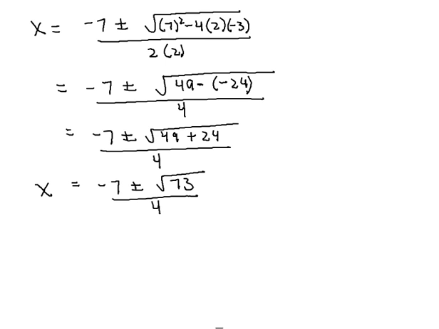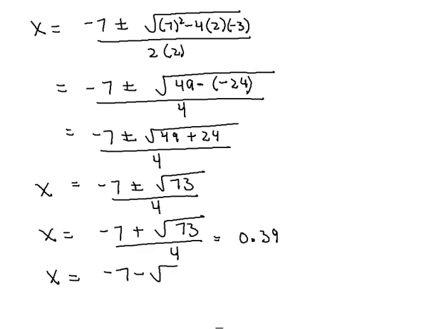Now if we would like to get a decimal approximation to the solutions, what we'll need to do is write the expressions for x separately. So we'll have x being equal to negative 7 plus the square root of 73 all over 4. The decimal approximation to that, rounding to 2 decimal places, would be 0.39. And for the second value of x, we have negative 7 minus the square root of 73 all over 4. The approximation for this x value, rounded to 2 decimal places, would be negative 3.89.